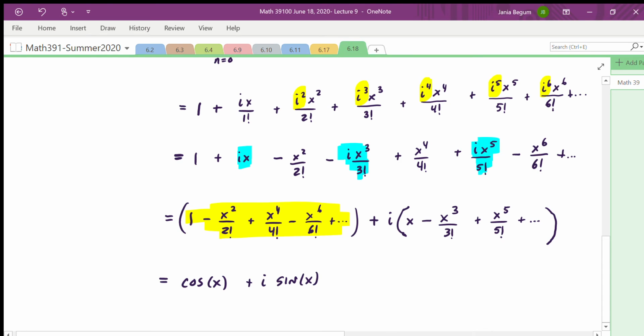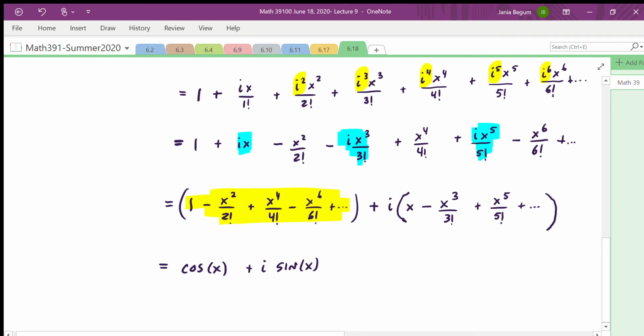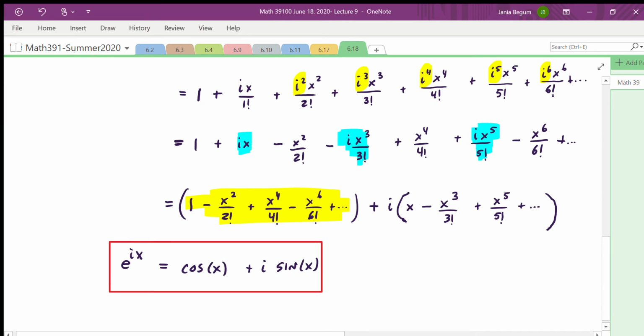So this is the formula for e to the ix. And this is the formula that I want you to remember. This is what we call Euler's identity. Okay, so that's the magical identity we were after. So this is Euler's identity.